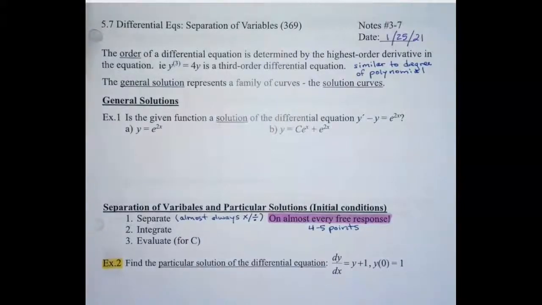Alright, this is one of the most important lessons that we have because it's worth so many points. It's on almost every free response and it's worth 4 to 5 points. So, out of 108. So that's very important. So let's start up here.